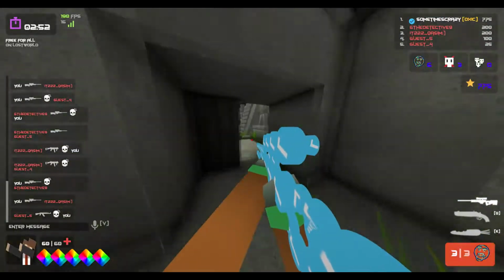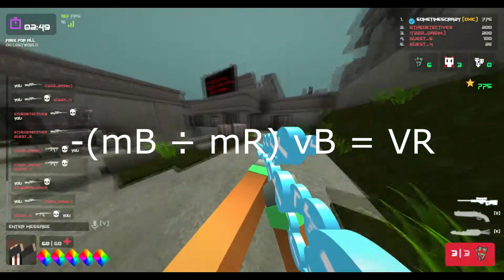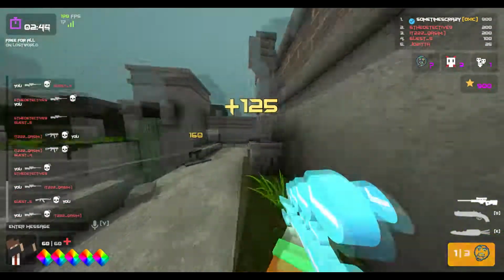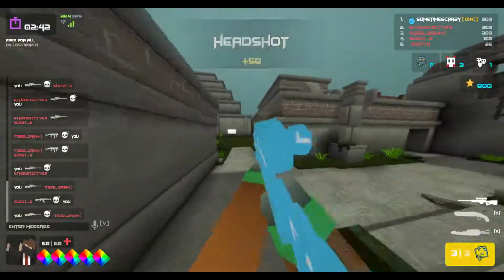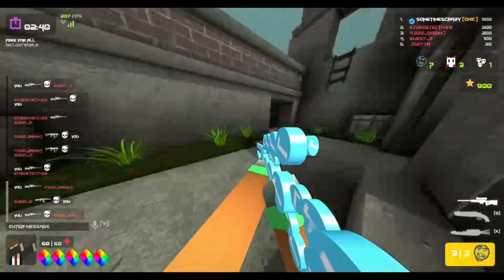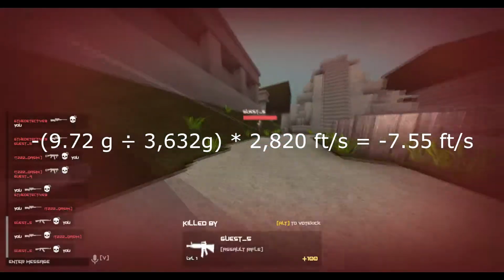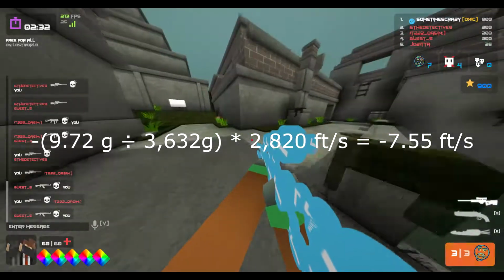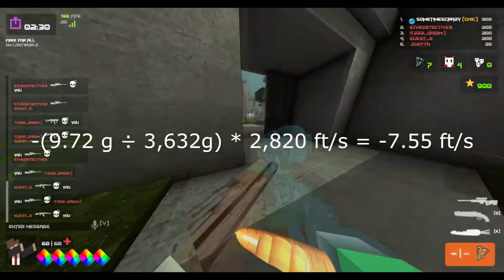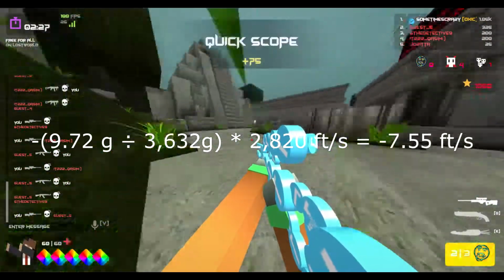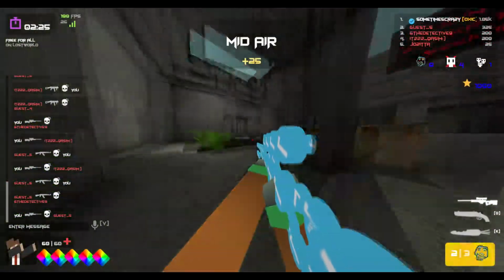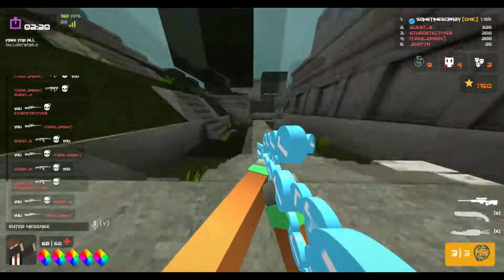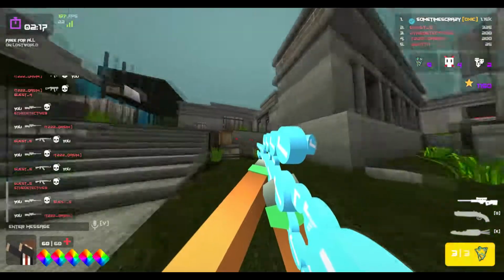So the equation that they propose here is minus MB divided by MR, in brackets, times VB equals VR. When you put in all of the values, it's minus 9.72 grams divided by 3,632 grams, in brackets, times 2,820 feet per second. That gives you a negative number of minus 7.55 feet per second. That's because the recoil is 7.55 feet per second, but it's going in the opposite direction of the bullet. So that's why it comes out as a negative.